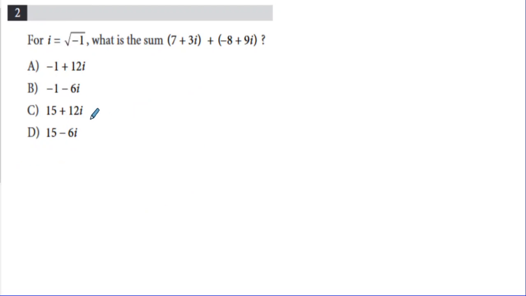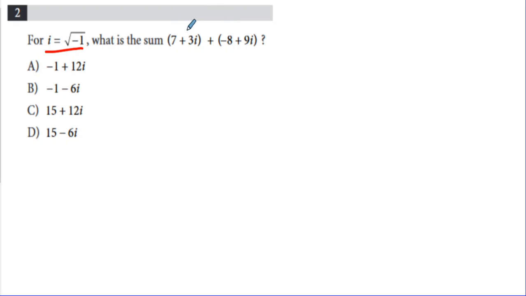All right, problem number 2. For i equal to the square root of negative 1, what is the sum of 7 plus 3i plus negative 8 plus 9i, right? So this part right here is an Algebra 2 topic. This is called complex numbers, right, with i. But for this particular problem, that's not really necessary because when we're dealing with i, a lot of the regular old algebra rules apply. So in this case, we're just going to combine like terms.